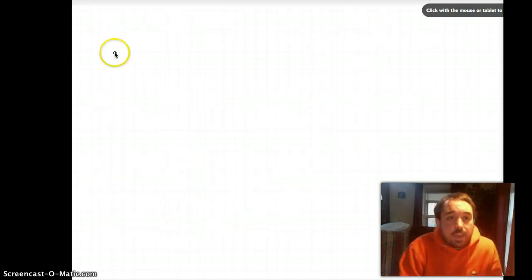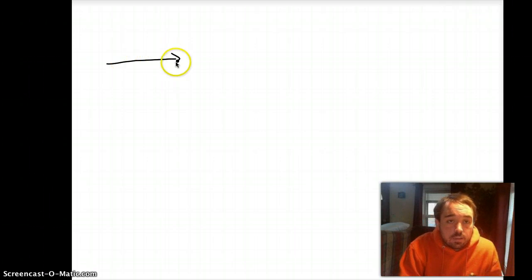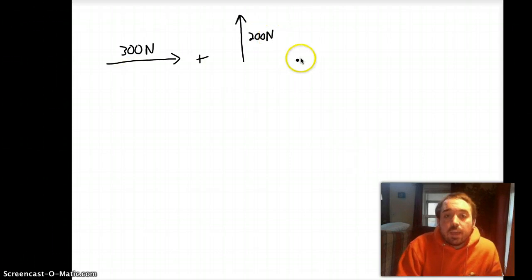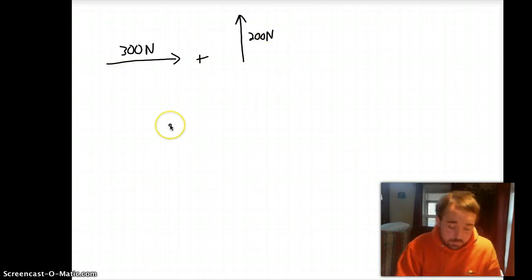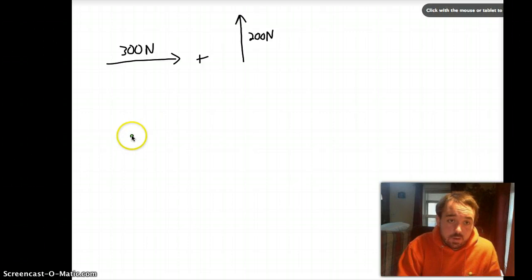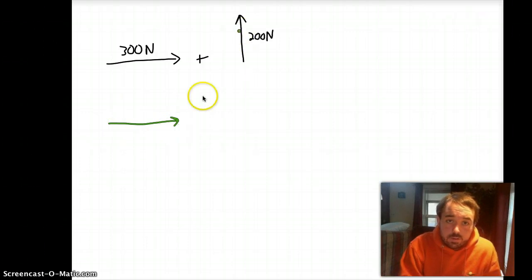All right, so let's add this of length 300 newtons plus, let's go up of, that looks like it's about 200 newtons. And we're going to solve. So, again, we want to first start by drawing our vector tip to tail. So we've got 300 right where the first one ends, the second one begins. That's about 200. So yeah, 200 newtons, 300 newtons.